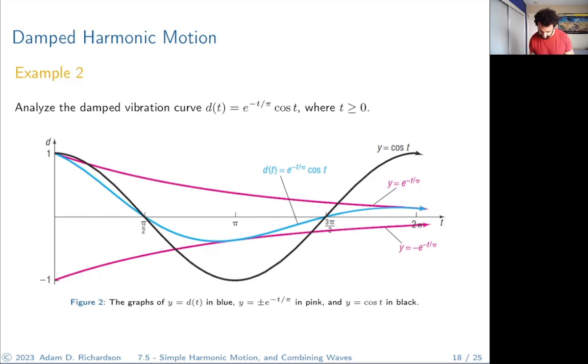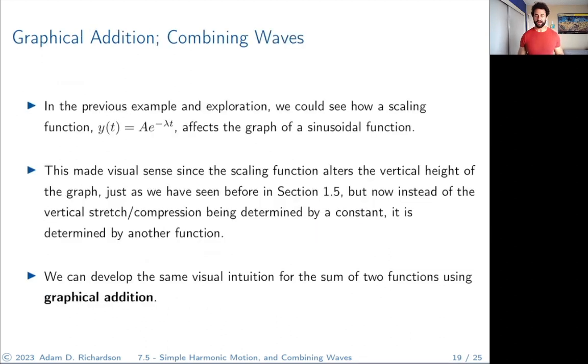So you can see those right here. Yeah, right here and right here, just like we figured out on the previous slide. So that's the envelope. The envelope is the two red curves that are sandwiching the cosine curve in between them. And that's how you get damped harmonic motion. Pretty cool stuff, huh? I think it's pretty cool. Okay, now that we've got this idea, we can talk about graphical addition, which is kind of fun.